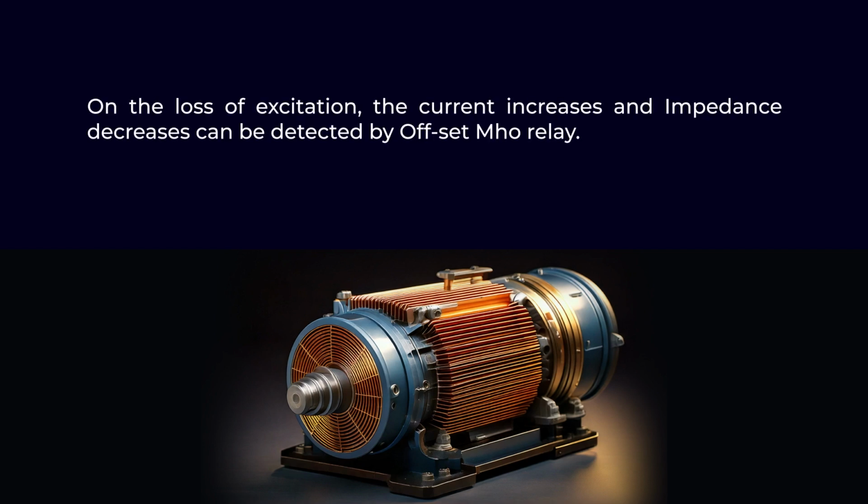Next, loss of excitation in a generator occurs when the excitation system fails, causing the generator to run above the synchronous speed. This causes overheating of the circuit. On loss of excitation, the current increase and impedance decrease can be detected by an offset mho relay.